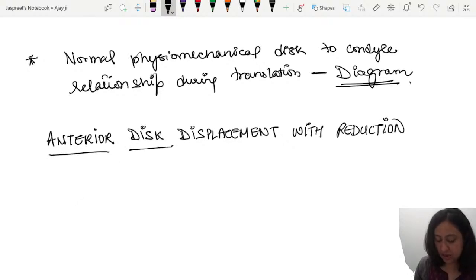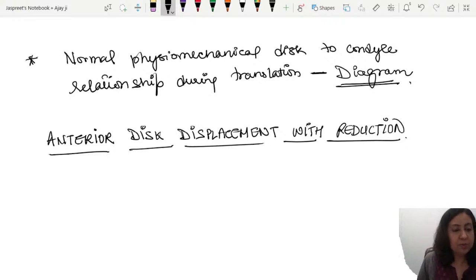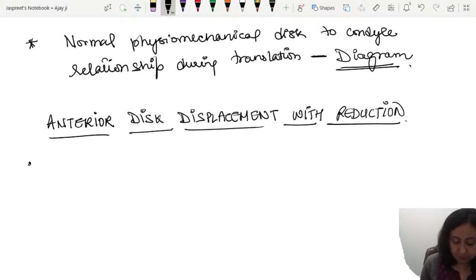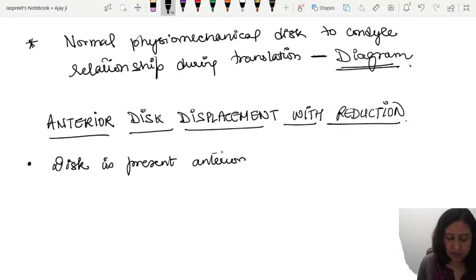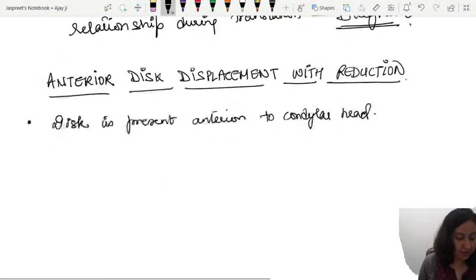First we will see anterior disc displacement with reduction. Now I have tried to simplify this in a way that you will understand very clearly. So on whatever important points there are, I will make you write them down so you can take notes. Please write down: disc is present anterior to condylar head. Okay, just write down, I'll explain.